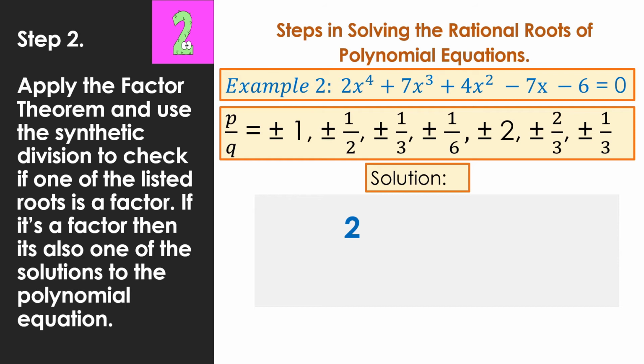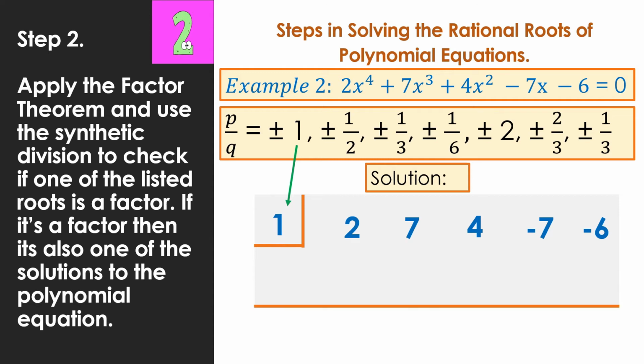Solution? We will use synthetic division. So again, we will list down all the numerical coefficients of the given polynomial equation. The numerical coefficient of x raised to 4 is 2, of x cubed is 7, of x squared is 4, and of x is negative 7. Then the constant term is negative 6. And then the divisor will be, we will use the positive 1. Then follow the steps in solving using synthetic division.